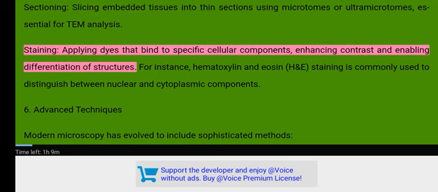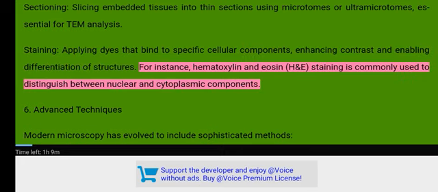Staining, applying dyes that bind to specific cellular components, enhancing contrast and enabling differentiation of structures. For instance, hematoxylin and eosin (H&E) staining is commonly used to distinguish between nuclear and cytoplasmic components.